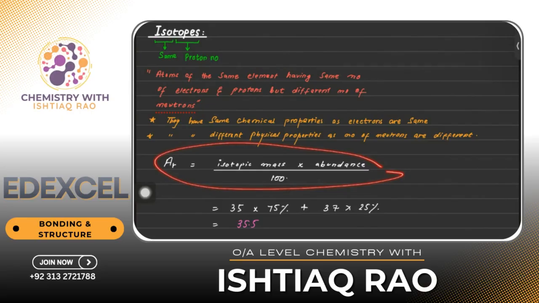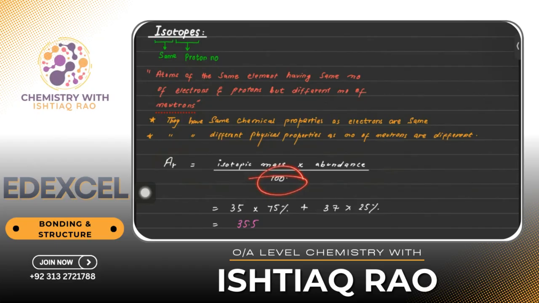AR is equal to isotopic mass multiplied by abundance, divided by the total abundance. That is 100. It's not always true that the total would be 100. Remember, in some questions, if the examiner is not mentioning that this is percent abundance, it's only abundance, then it might be possible it's not 100. So that's a very important point.